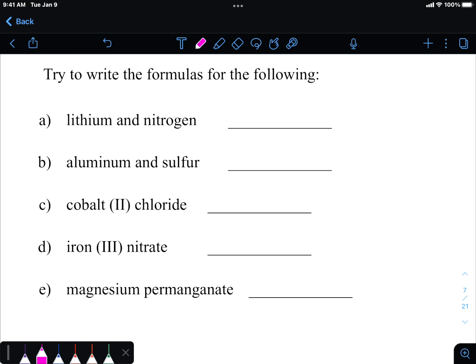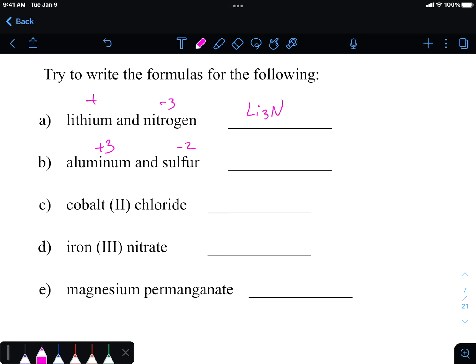What would the formula be for lithium and nitrogen combining? Start with the charge on lithium. 1. Yes, it's a 1. Charge on nitrogen? -3. So how do you make that work? Li3N. Okay. Charge on aluminum? Charge on sulfur? Okay.